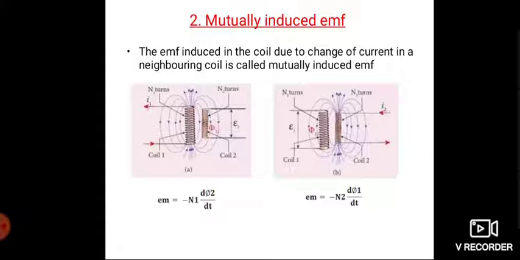If current I2 flows in coil 2, refer to figure 2, a magnetic flux phi 2 is produced, which also links with coil 1, and an EMF is induced in it, which is given by E equal to minus N1 d phi 2 by dt, where N1 is the number of turns on coil 1 and phi 2 is the flux produced by coil 2.